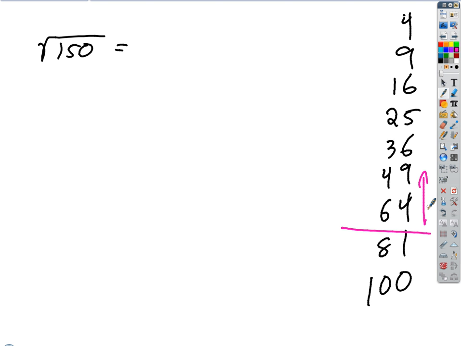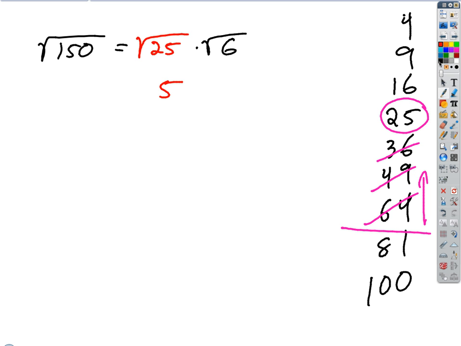So it's just those, and we can cross them out as we go. Does 64 go into 150? No. 49? Nope. 36? Nope. 25? Yes. So 25 is the winner. Okay, so I would write this as, split it up into the square root of 25 times the square root of what? 6. Good. And what's the square root of 25? 5. Good. 5 times the square root of 6 is it.